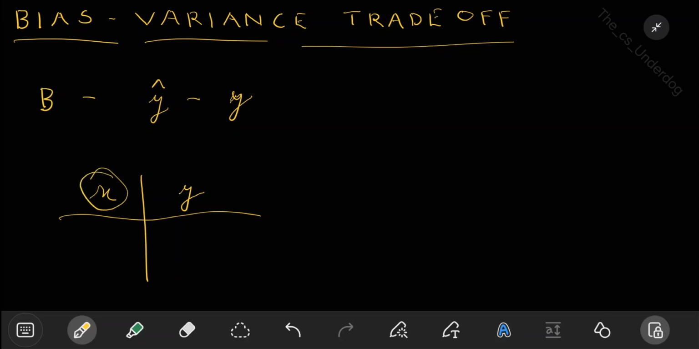Using x, what will you do? You'll try to approximate this y. While approximating, y cap is the value that you get. Let's say you have some equation like w0 plus w1x or something. This is y cap. So you're approximating y using your linear regression function, and that approximation is y cap. There will be an error which is the difference between the values of y cap and y. While you are approximating, there will be a difference. This difference is what finally adds up to bias error.